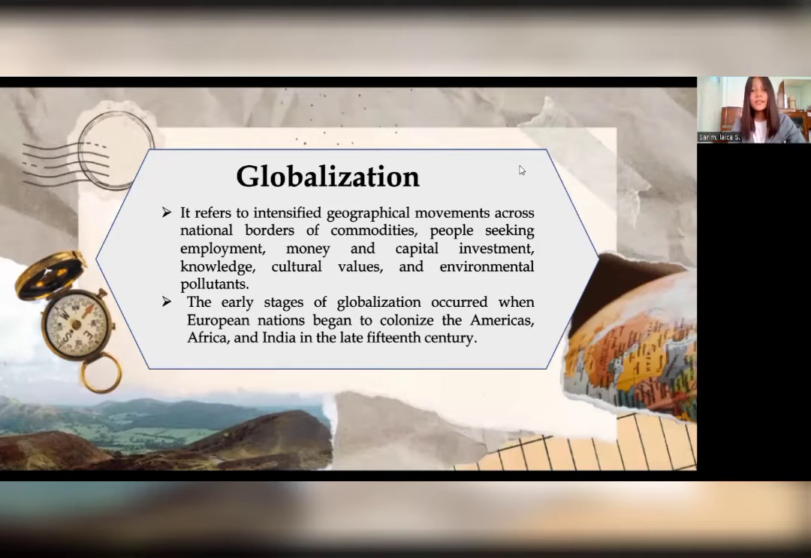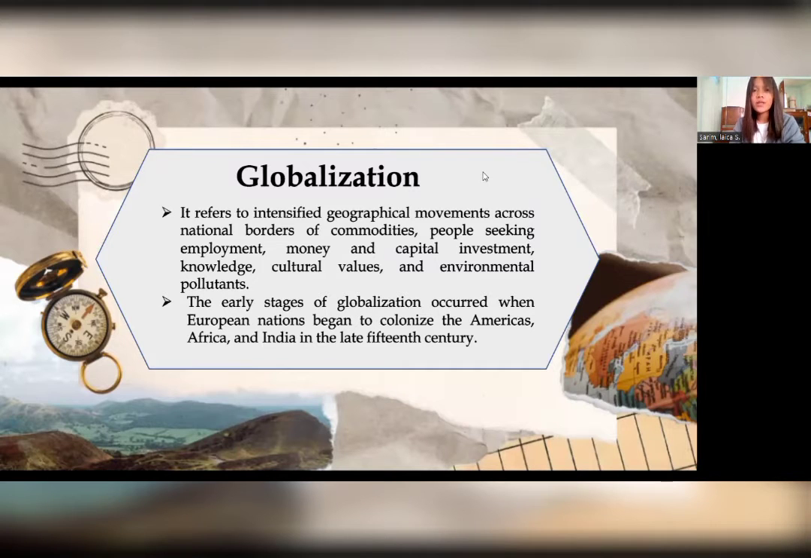The next subtopic to be discussed is globalization. What is globalization and what does it have to do with geography? As we all know, geography is the study of places and the relationship of people and their environment. So how do we build relationships? Yes, it is through globalization.